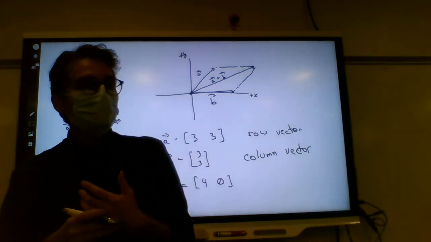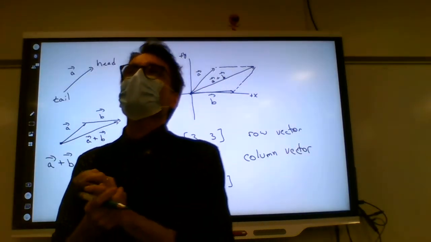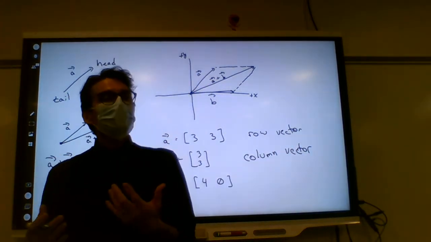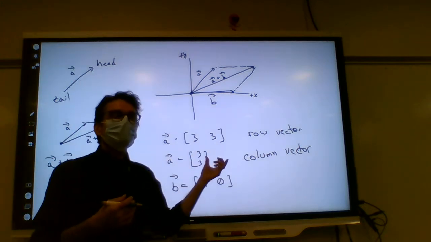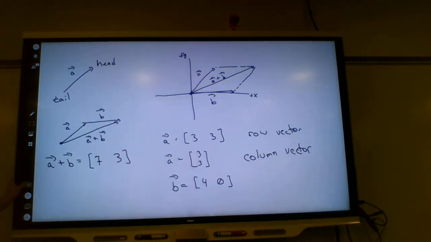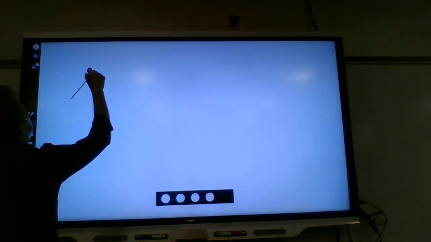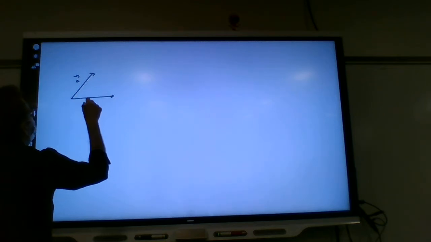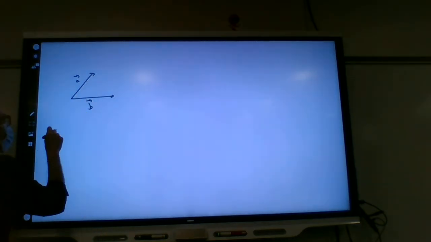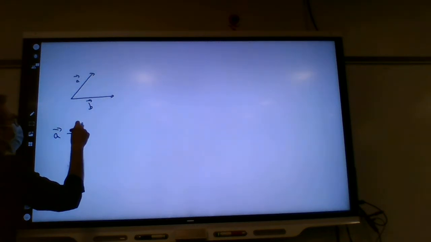We have a vector. Now we know geometrically what they are. We have some idea algebraically what they are. And we know how to add two vectors together. So what might we do instead of adding? We might think about subtracting a vector from another vector.